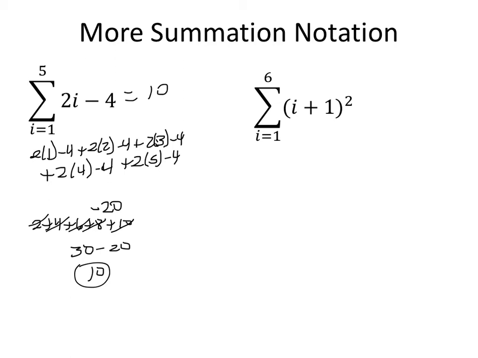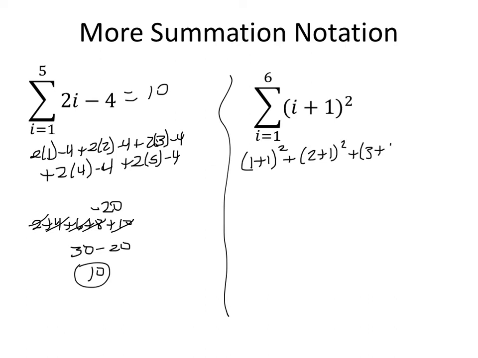But we're doing it in such a way that it has a rule attached to it, and it has a counting mechanism attached to it as well. Let's look at this other one here, where we've got i plus 1 squared from i equals 1 to 6. So we're going to have 1 plus 1 squared added to 2 plus 1 squared added to 3 plus 1 squared added to 4 plus 1 squared added to 5 plus 1 squared added to 6 plus 1 squared.